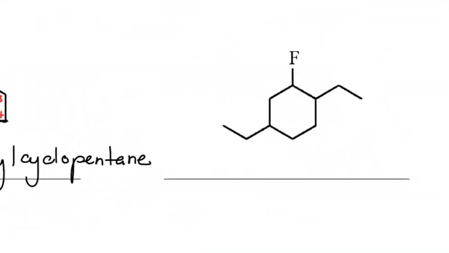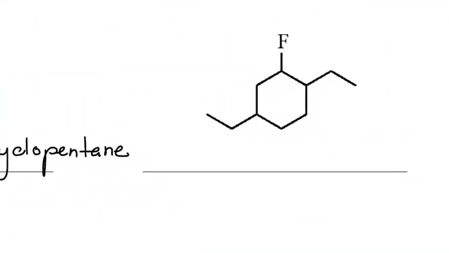Let's look at the last one. We have 3 substituents. There you go. Great job. Don't forget the cyclo. So this is carbon 1. This is 2, 3, 4, 5, 6. We just have to make sure that we give overall the lowest number to our substituents.